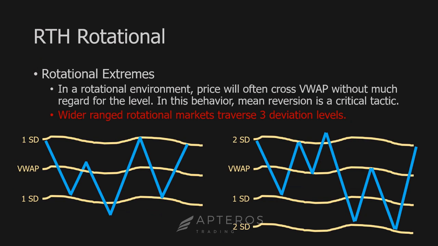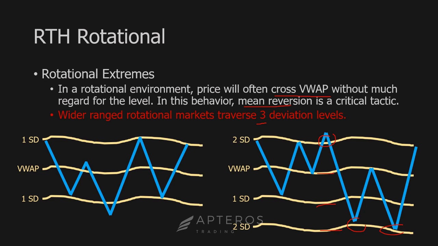Let's take a look at some rotational ideas. In a rotational environment, price often crosses VWAP without much consideration or regard for that level. In this behavior, mean reversion is a critical tactic to have. However, there is a pattern that I've observed, which I call wide range rotational markets. These tend to traverse three deviation levels. In other words, they have an origin point, and then they traverse three different levels to find support or resistance.